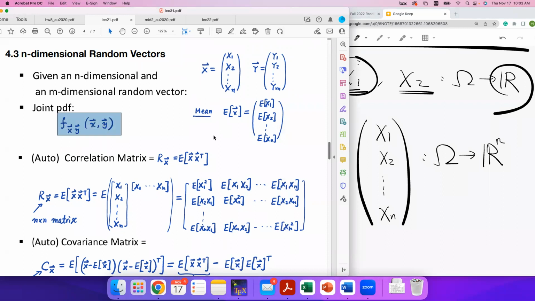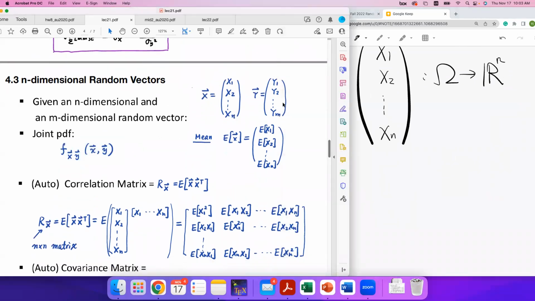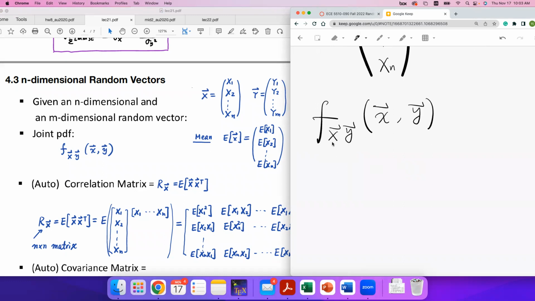And the joint PDF, right? Well, basically, if n and m equal 1, then these random vectors reduce to a single random variable. So this is a natural extension to the so-called n-dimensional space. And for these two random vectors, we can define their joint PDF. So basically, replace the ordinary variables by the vectors.